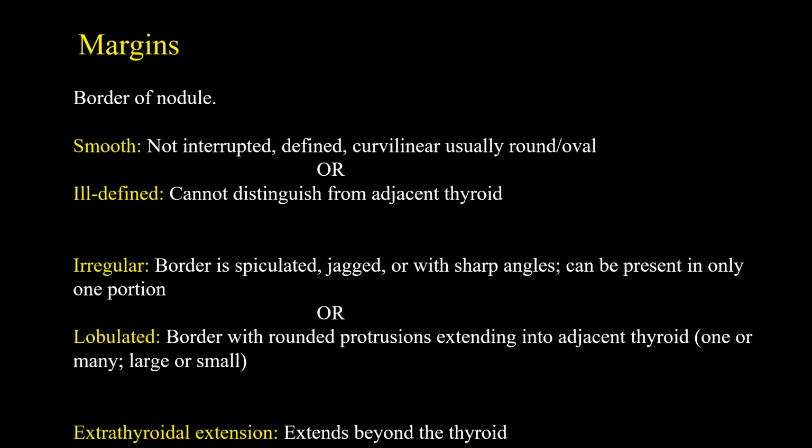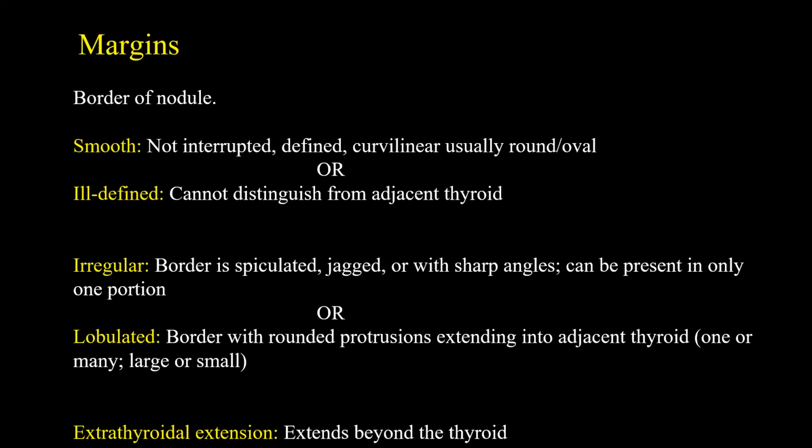The next category is the margin of the nodule. So with respect to the diagram, they clump smooth and ill-defined together as one thing, irregular and lobulated together as another, and extrathyroidal extension as a third one. Smooth margins are, as it sounds like, a well-defined, curvilinear, usually round or oval nodule, no interruptions. An ill-defined nodule is going to have at least some component of the thyroid nodule where you'll have trouble distinguishing it from the adjacent thyroid tissue.